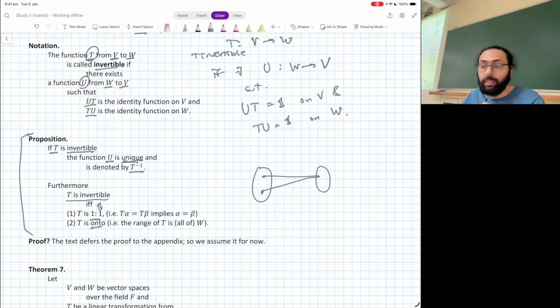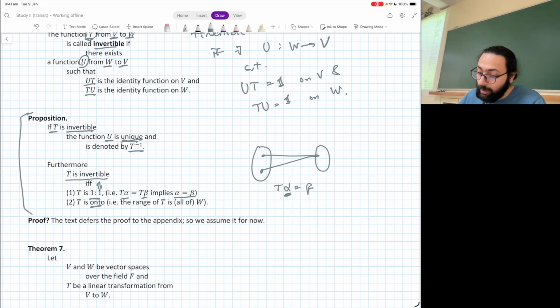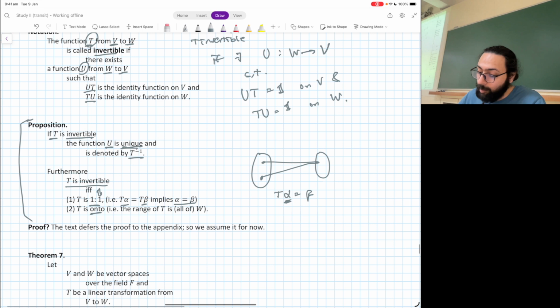So one-to-one says that if you have T alpha equals some value, then there cannot be another alpha which would give you the same value, with the same vector. If alpha and beta give you the same thing, it must be that alpha and beta are the same. So that's one. On to, of course, maybe I should clarify this.